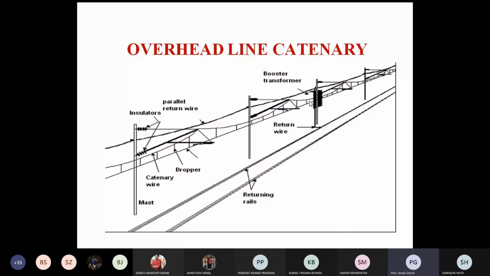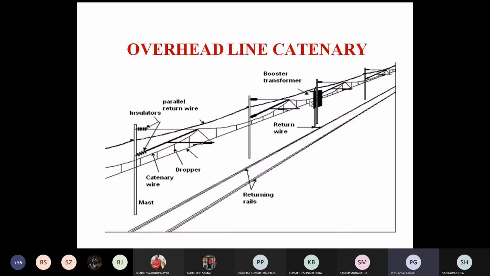If you go to any workshop, you can see we normally use paper-type insulation, oil impregnated paper. Not directly paper, but oil impregnated paper, which means the paper is immersed in oil. That insulation we normally use. So that is the purpose of the booster transformer.